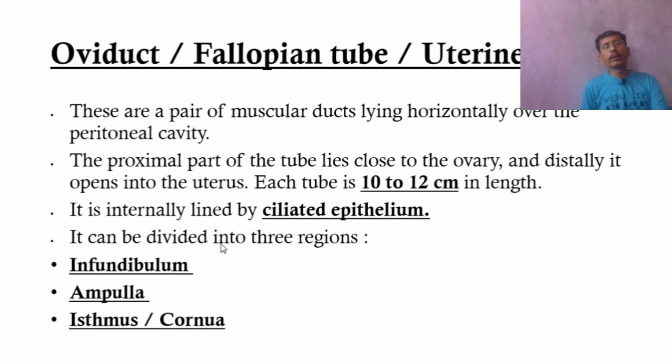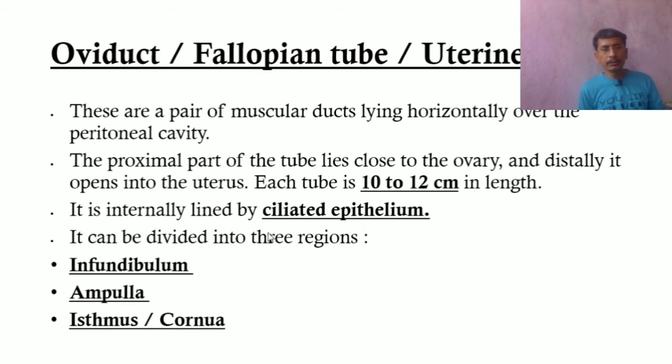Then the next part is the oviduct or fallopian tube, also called the uterine tube. Now these are a pair of muscular ducts which lie horizontally to the uterus. Each is between 10 to 12 centimeters in length, and it is internally lined by ciliated epithelium. Why? Because when the eggs are released from the ovary or graafian follicle and enter into the fallopian tubes, the cilia push these eggs towards the uterus. Cilia help in the movement of the ovum.